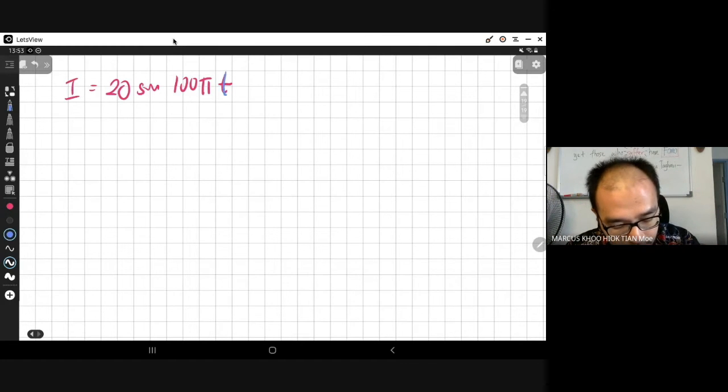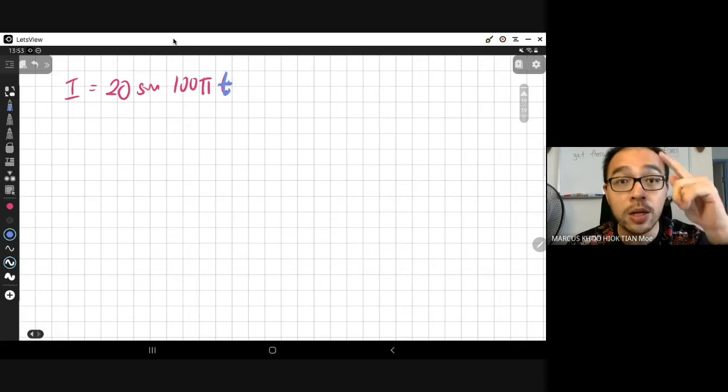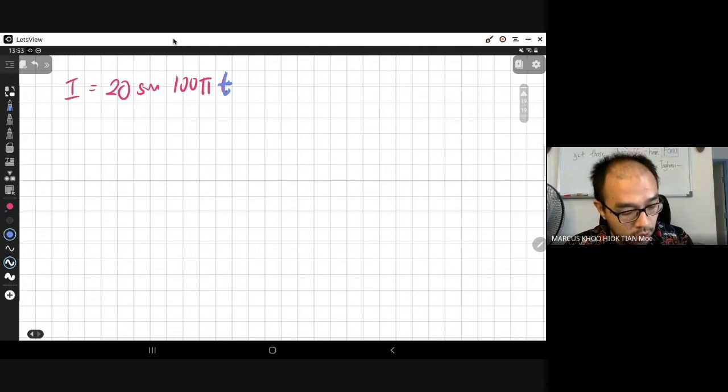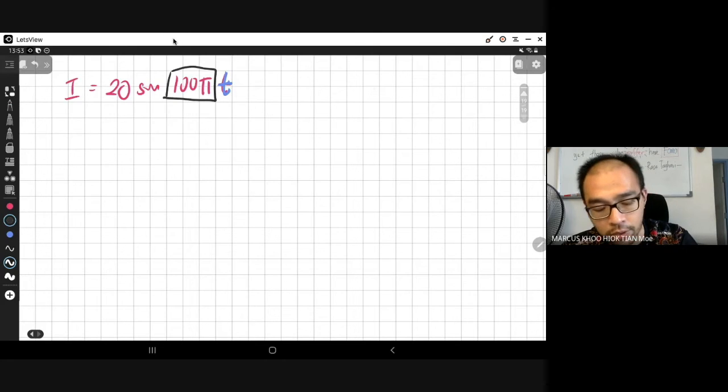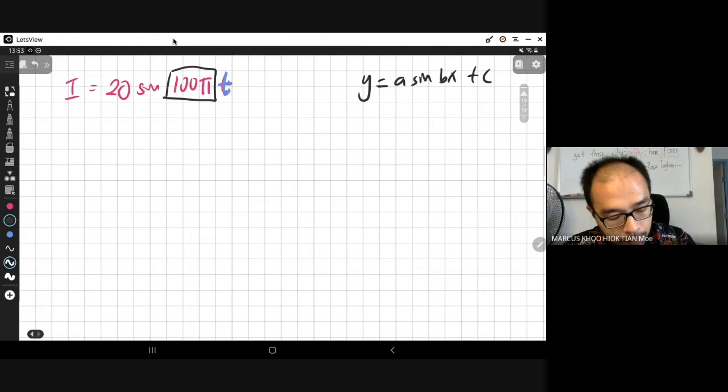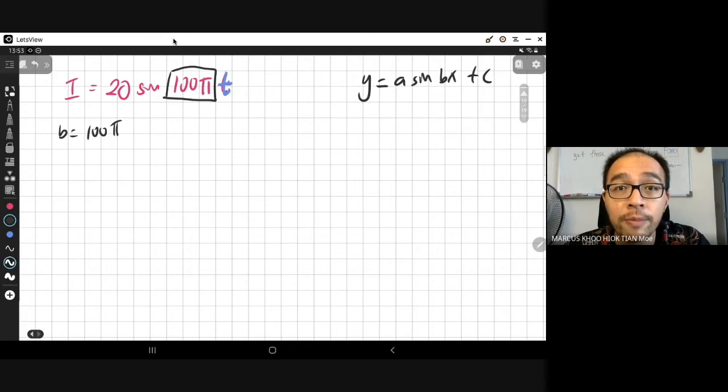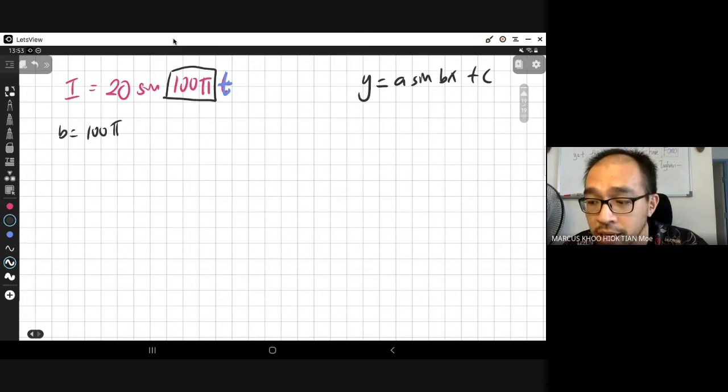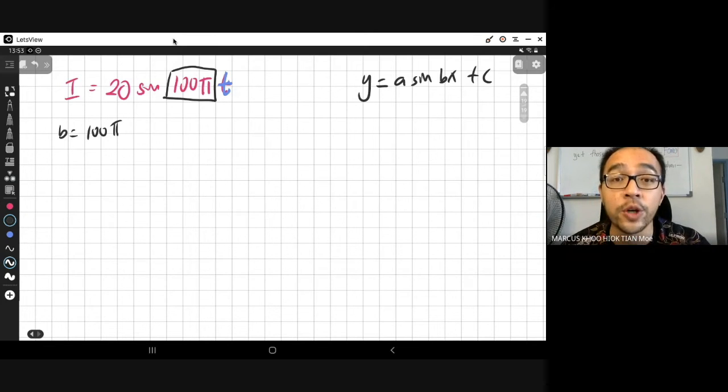I'm going to change this color. This is the angle. Because of that, we know what this 100 pi is. If you remember, y equals a sine bx plus c, the 100 pi is equal to b. From there, we can find the period. You know why it's so important to find the period? Because look at question A. Question A asks for the frequency.